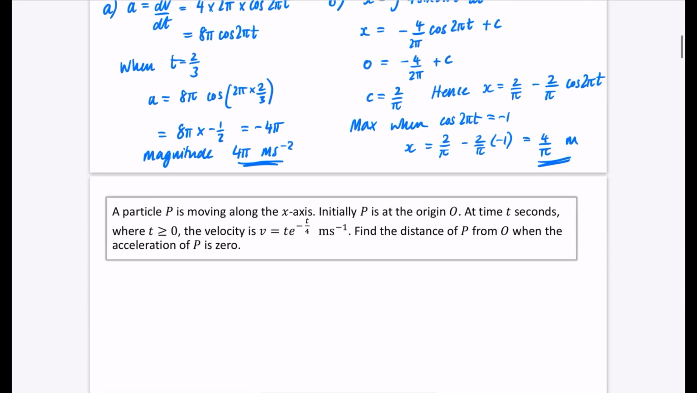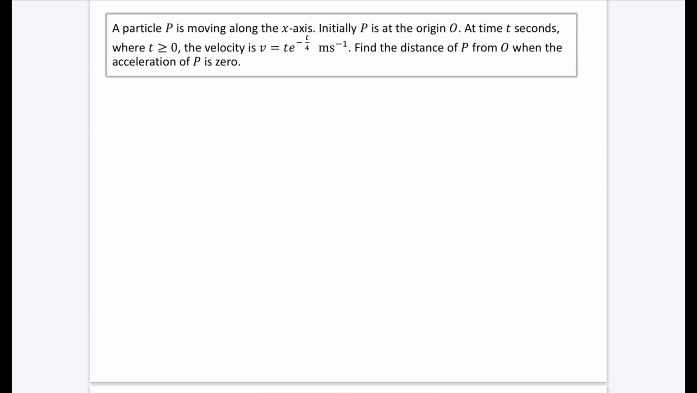Okay, so the next part that we're going to look at is this question. A particle P is moving along the x-axis. Initially, P is at the origin. So I always like to jot these things down. The displacement is 0 when t is 0. At time t seconds, where t is greater than or equal to 0, the velocity is equal to t e to the minus t over 4.